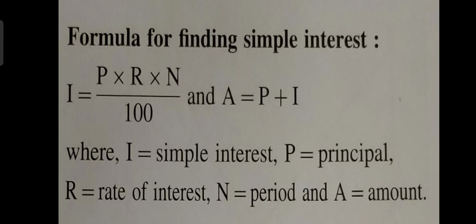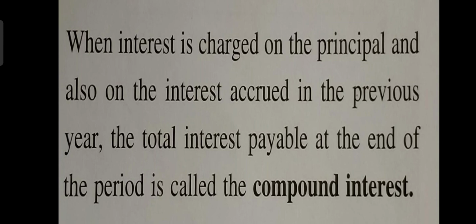Now let us see what the terms are. I is the simple interest, P is the principal, R is the rate of interest, N is the period, or you can say the time duration, that is 1 year, 6 months, whatever, and A is the amount. When interest is charged on the principal and also on the interest accrued in the previous year, the total interest payable at the end of the period is called the compound interest.